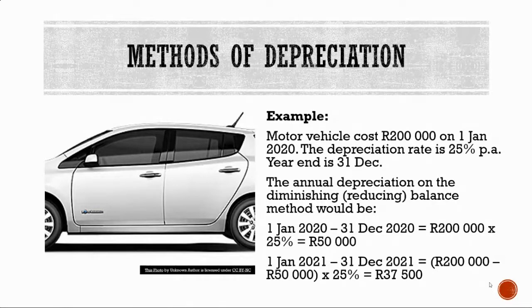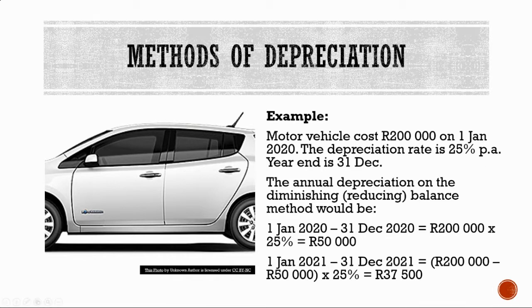Okay, so let's use the same scenario. We said we bought the car, 200,000. The depreciation rate was 25% per annum. But in this case, we're using the diminishing or reducing balance method. So in year one, the depreciation charge would be exactly the same, irrespective of which method you do. From year two onwards is where it will change.